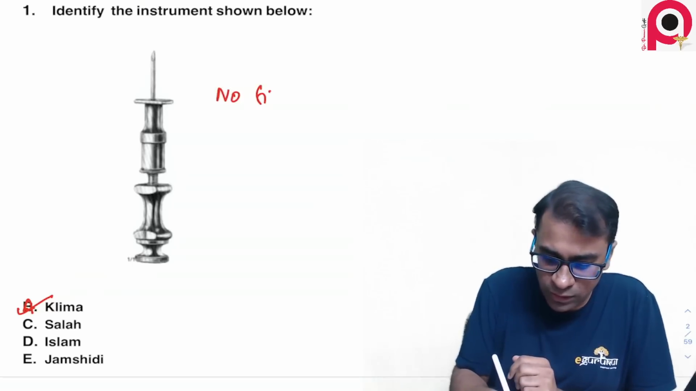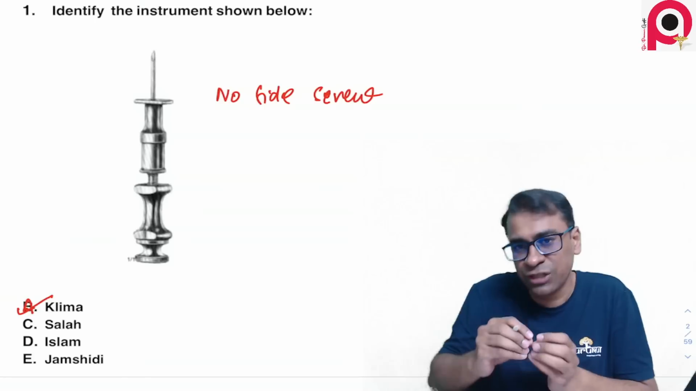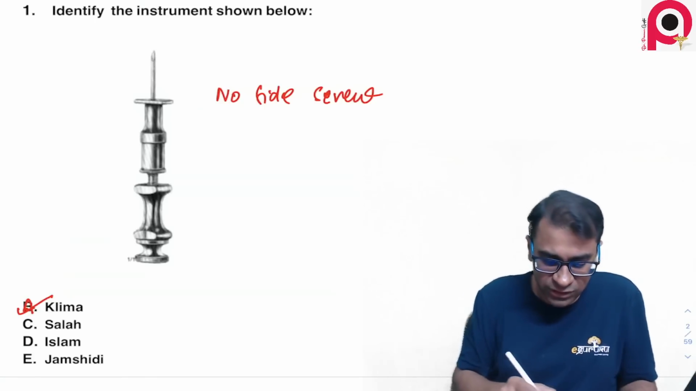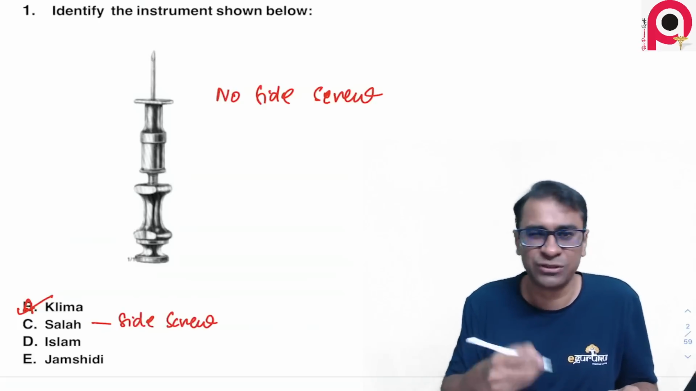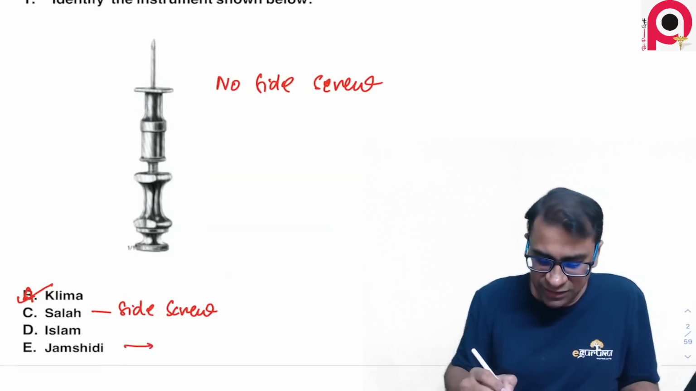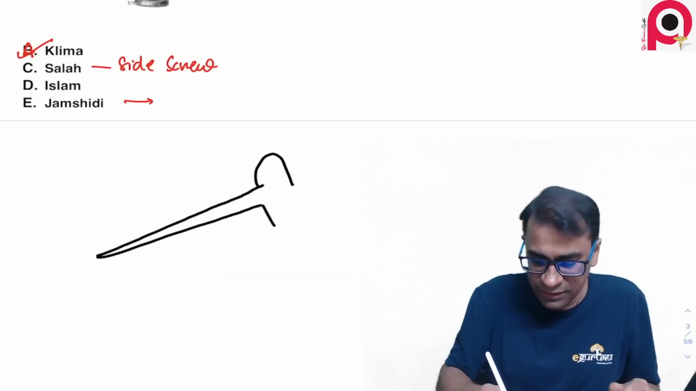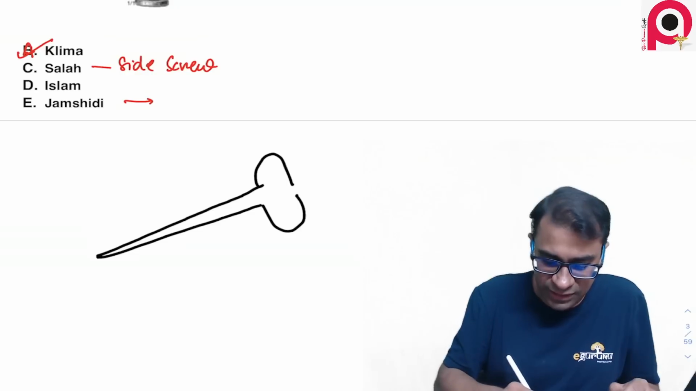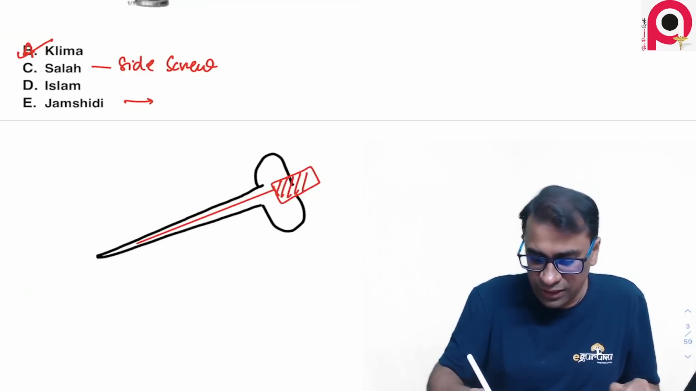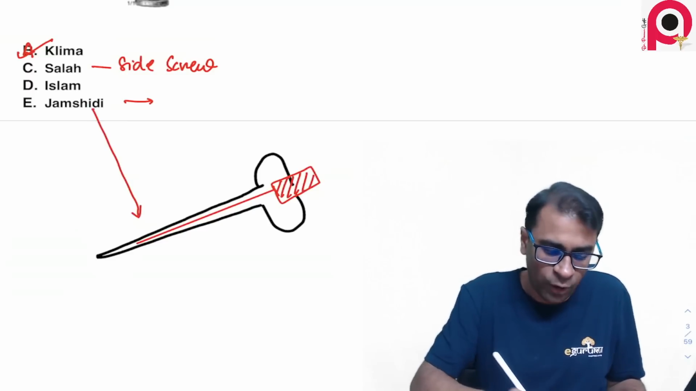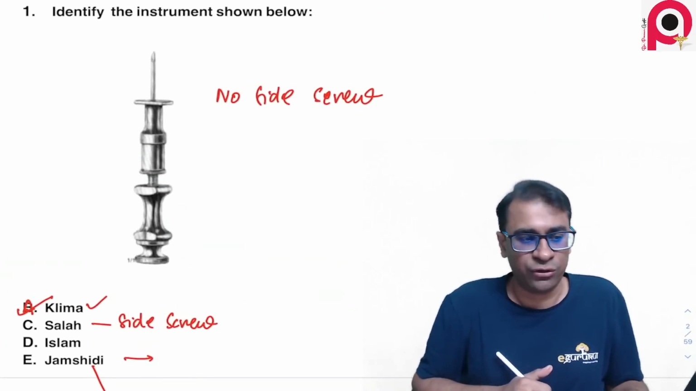Where there is no side screw, it cannot be Jamshidi. Jamshidi is a long needle and has a handle at the back. So this Salah would have a side screw actually, and hence I would say this is not the answer. Islam is not frequently used at all nowadays. And Jamshidi needle is something that's a long needle and it has a handle at the back, something like this. And there is a trocar, or you can say there is a stylet inside it, which is held by this type of structure in the upper surface. That is actually the Jamshidi needle. So the answer to this question, clearly it's not a Jamshidi needle because it does not fit into this image.